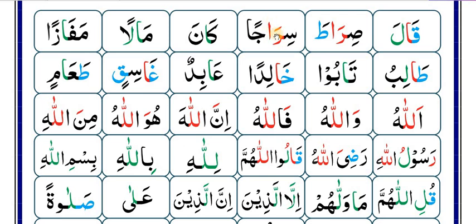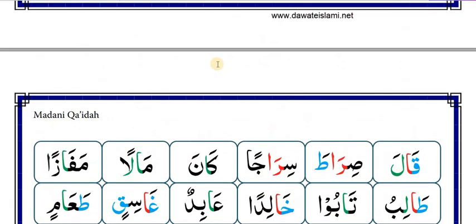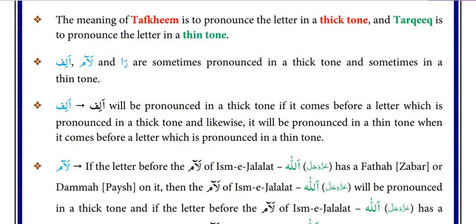Same thing: ra is a thick letter, and the alif will be read in a thick voice because there is a thick letter before the alif. This alif doesn't have a thick letter before it. This kaf is a thin letter. So this is alif, and we will read this alif in a thin voice. This is alif. The previous letter is a thin letter, so we will read it in a thin voice. Now about the next letter. I hope you have understood.